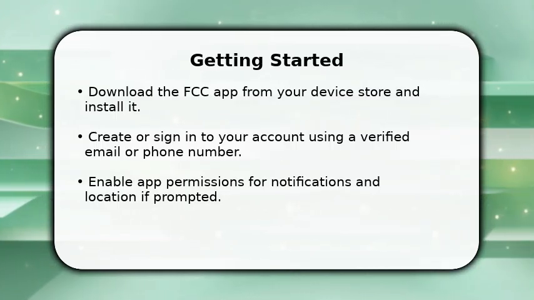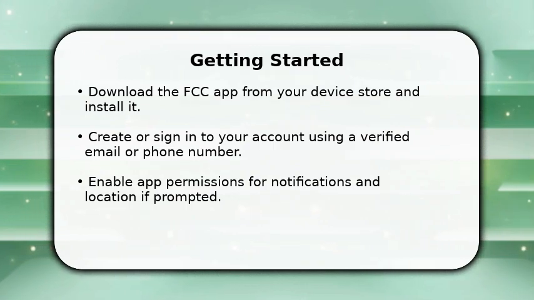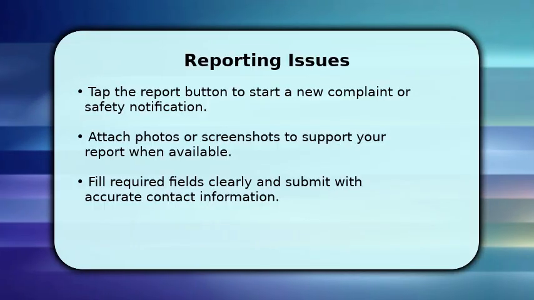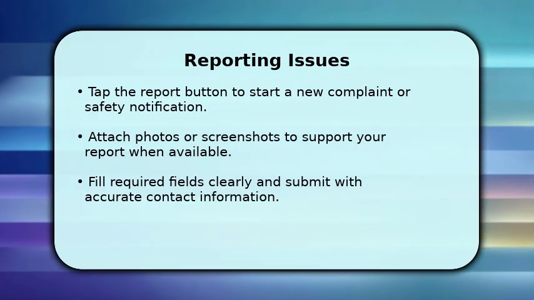To file a report, tap the report button and choose the right category before adding details, which helps reviewers act faster. Include clear photos and concise descriptions so your issue is easy to understand. Double-check contact info and allow the app to save a draft if you need more time.